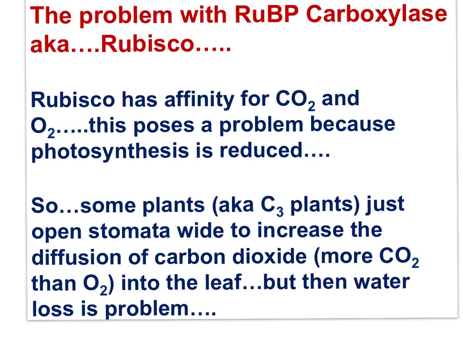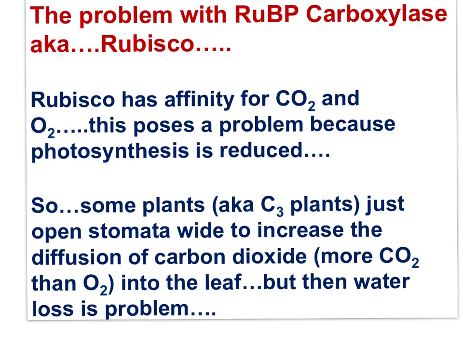There's a flaw with the enzyme RuBP carboxylase, otherwise known as Rubisco. The flaw is that Rubisco has affinity for CO2 and oxygen. This is a problem. When Rubisco fixes oxygen instead of carbon dioxide, carbon dioxide is not being fixed. Thus, the photosynthetic rate is reduced. Now, if a plant kept its stomata wide open, this would provide high concentrations of carbon dioxide to Rubisco, and this would reduce the problem of having oxygen potentially outcompete carbon dioxide for Rubisco.